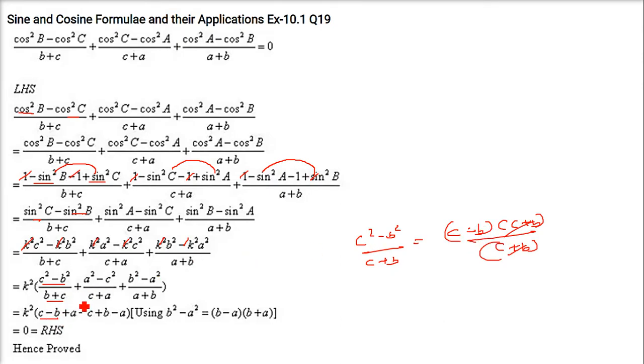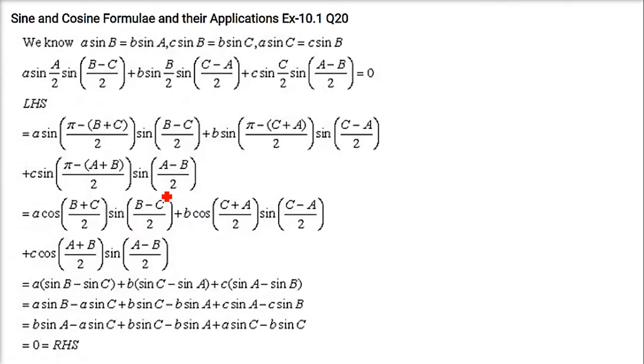Similarly, you get a minus c here, and b minus a here. So these get cancelled. b cancelled, c cancels, a cancels. k square into 0 will be 0. Here we have this term. We have to prove it to be 0. So how do we do it?